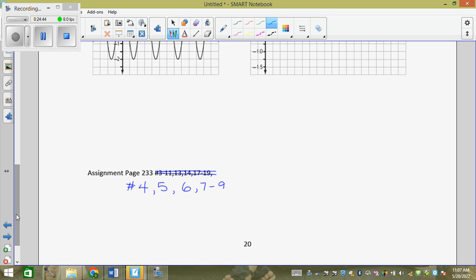I guess 4 to 9. No sketching. If it says sketch, be like, no, not today. A few of them say sketch. Just be like, I'll save you for that today. Won't make you do it.